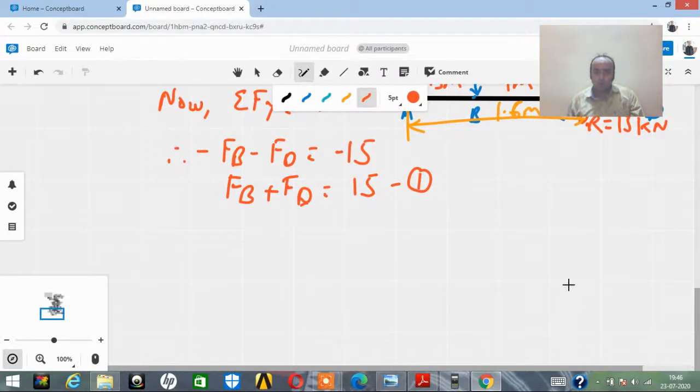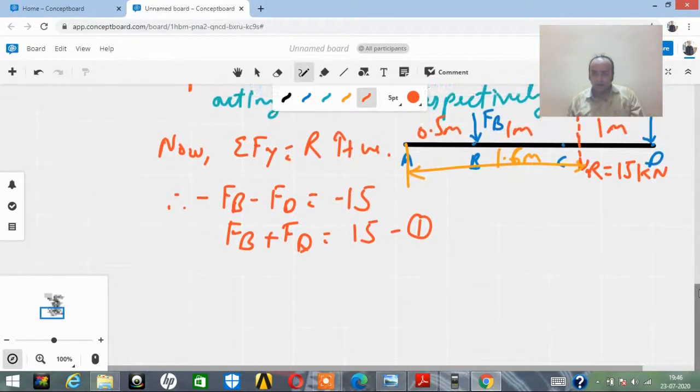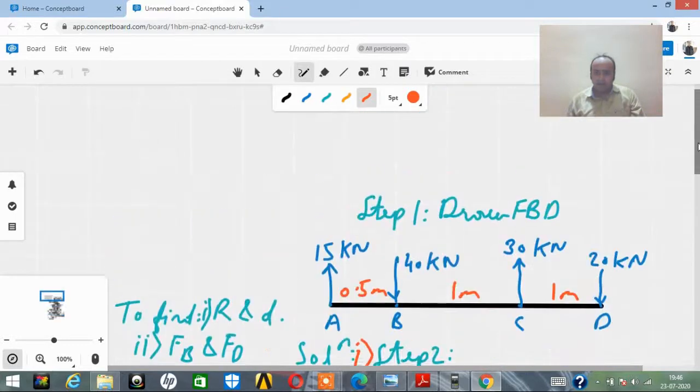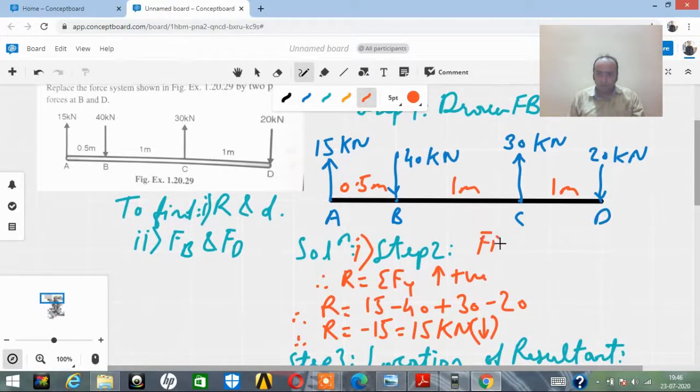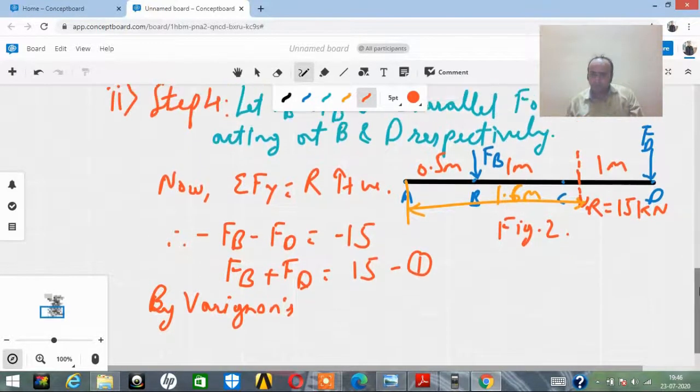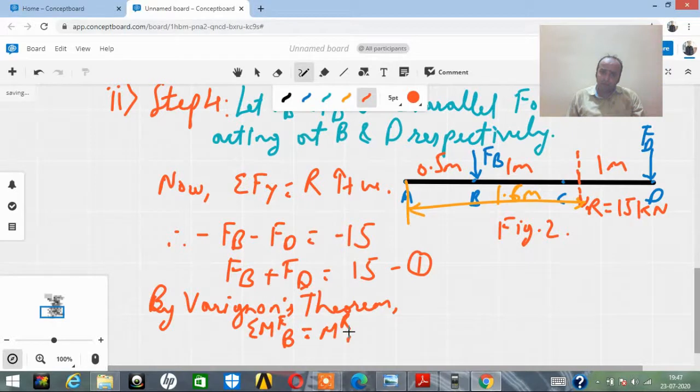Now let us proceed to equation number 2 by using Varignon's theorem. So it will be comparatively easier, my dear friends. Check the diagram and I'll be writing it over here. By Varignon's theorem, applying for the second figure, that is figure 2. The above one I'll be taking as figure number 1. So now by Varignon's theorem, it will be the algebraic sum of moments of forces about B is equal to the moment of the resultant about B. Now you may be confused, why did I apply the moment about B, why not D? It was vice versa. If you had applied it about D, you would have got the value of FB first. Now I am applying about B, going from left to right, that's why I will get the value of FD first.